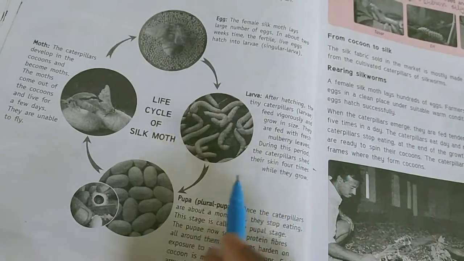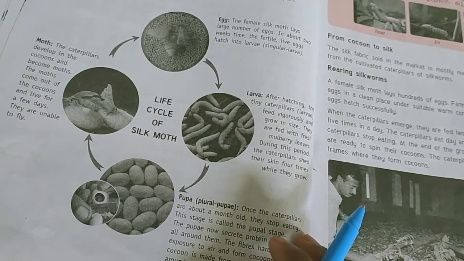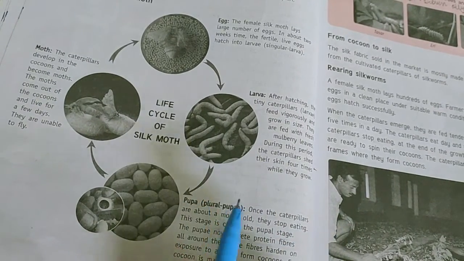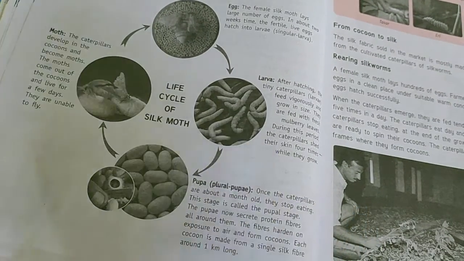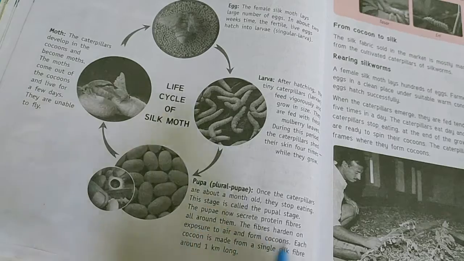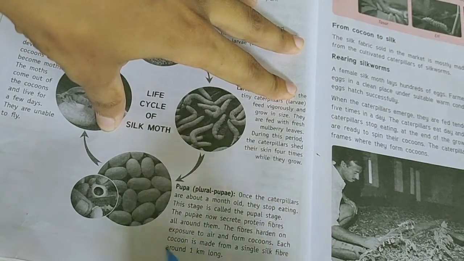Then after becoming 1 month of age, the caterpillars stop eating and then they secrete a protein fiber from their mouth and wrap it all around them.